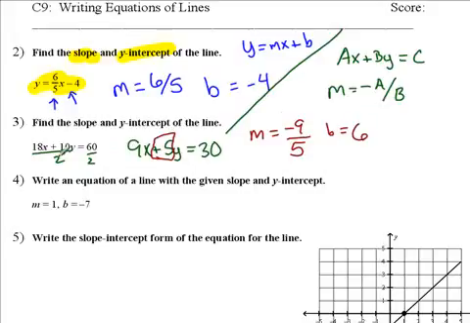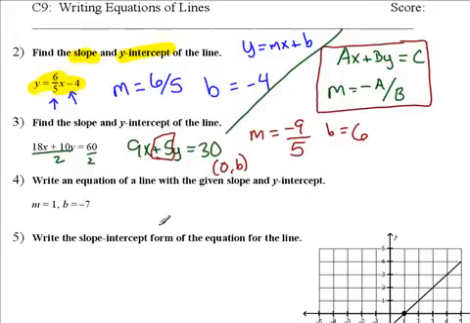So standard form is a little more difficult than slope-intercept on a question like this. But if you know this little information right here, that in standard form the slope is the opposite of a over b, and that the y-intercept is always the point when x is 0, just plug 0 in for x and solve for y, and you're good to go.